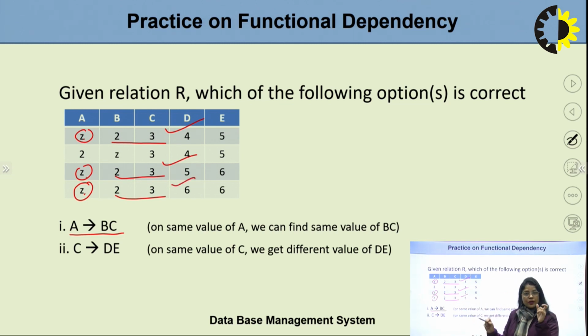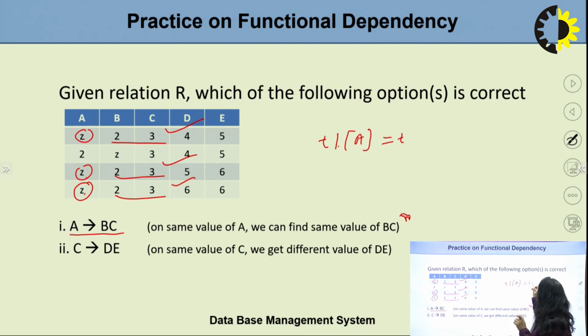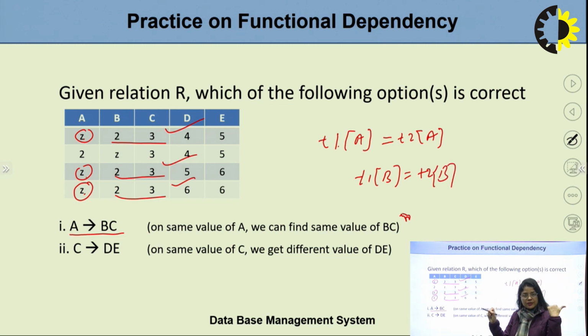It means what? For every tuple T1 and T2, if the value of A in T1 is equal to the value of A in T2, then these two tuples are the same for the value of BC, right? This is the definition of functional dependency we have studied in that slide. So yes, on the same value of A, we can find the same value of BC, correct? So this functional dependency holds on this relation.